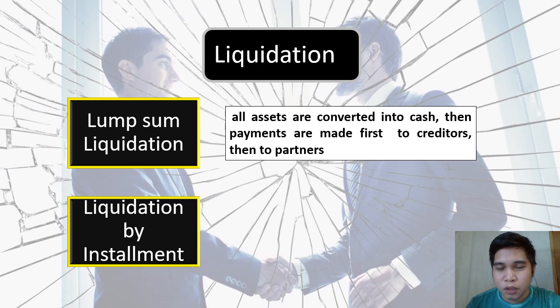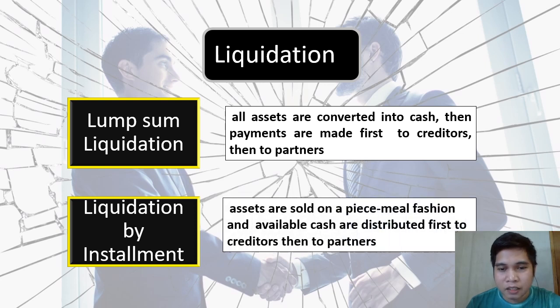So this is the smooth transaction we discussed earlier. However, under liquidation by installment, assets are sold in a piecemeal fashion and available cash is distributed first to creditors then to partners. So basically, under liquidation by installment, hindi mo na aantayin mabenta lahat ng non-cash asset bago ka mag-distribute sa ating creditors at sa ating partners.